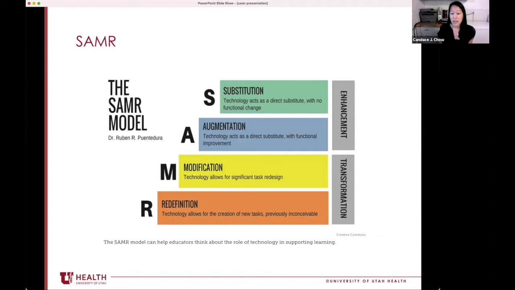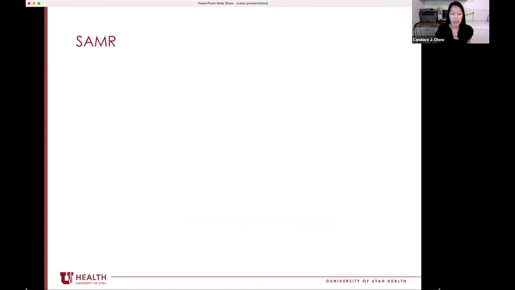So he envisioned the S and the A, substitution and augmentation, as a way to enhance your teaching with the addition of technology. And then he envisioned modification and redefinition, the M and the R, as being transformative to education. And so we thought that this was a useful framework to use, but thought that we could modify it further to help faculty understand the different ways in which they could use technology in their teaching. So I want to go over just a few examples.